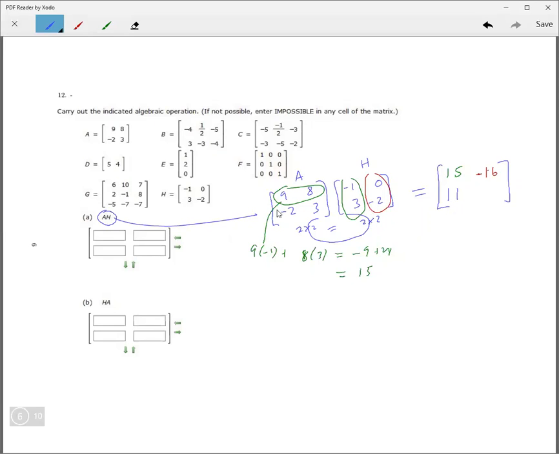And then for this last one, it's the second row and the second column. So second row here, second column there. So -2 times 0, that's 0. And then 3 times -2, that's -6. Okay, so that should be the answer right there: 15, -16, 11, and -6.